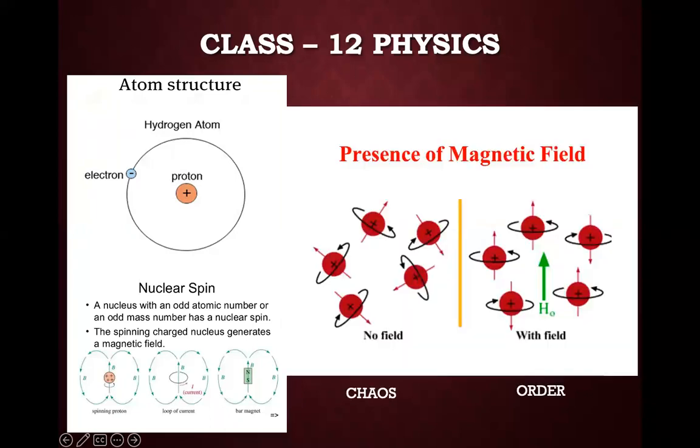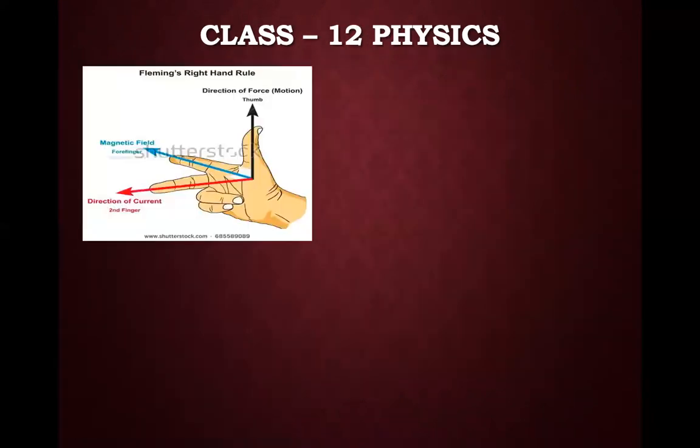Now, there are so many trillions of atoms in our body, all of which are rotating in their own direction, all of which are generating magnetic fields in their own direction. Hence, our normal state is a state of chaos. But we need to put that in order. That is the concept of nuclear magnetic resonance.